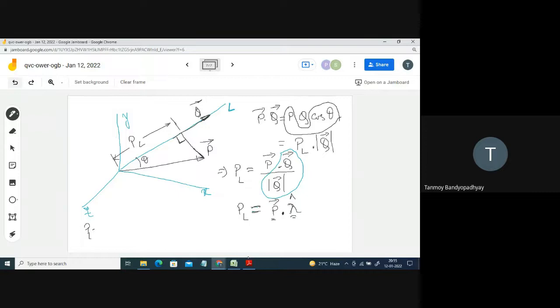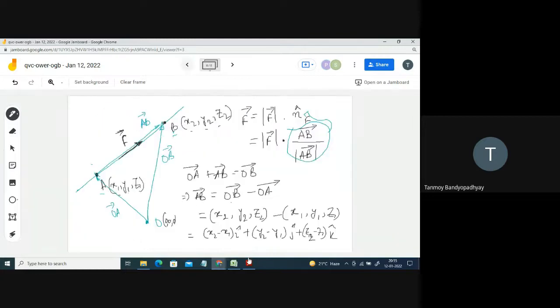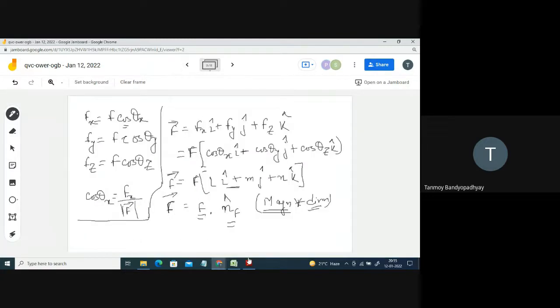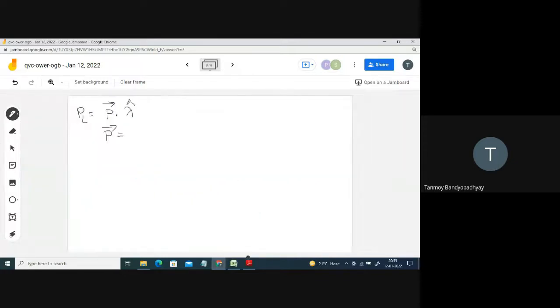So আমার এখানে, if I need to find out PL, so that should be equal to P vector into lambda cap. তাহলে এই P ভেক্টরটাকে how can I define it? So ধরো এখানে আমি P ফোর্সটাকে ডিফাইন করেছিলাম, suppose the P vector is something like this. So ধরো এটা P vector হলে it should be P into Li plus Mj plus Nk, so that is P into Li cap plus Mj cap plus Nk cap. So these are the direction cosines of the force.